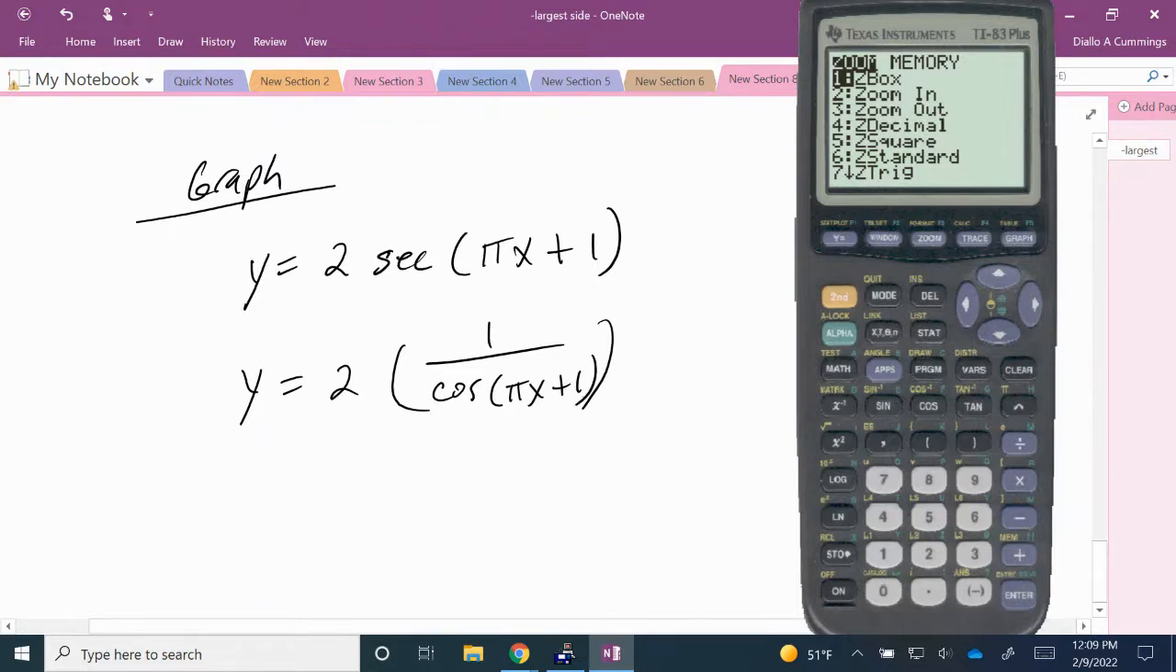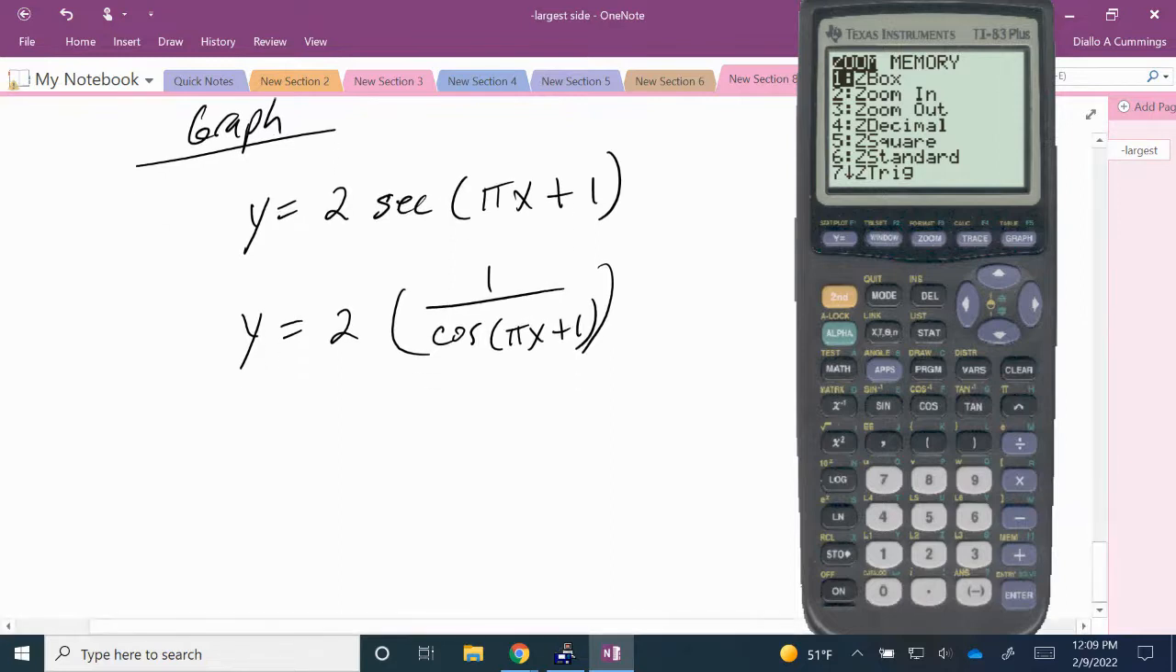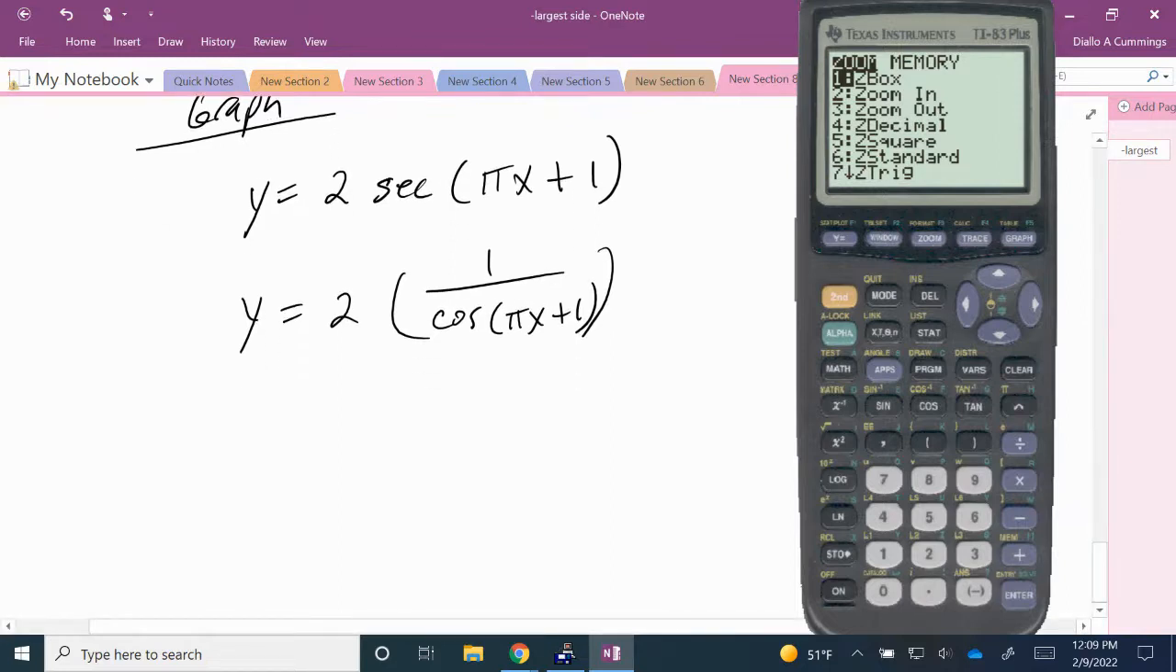Next, I'm going to combine everything to make one fraction. So I'm going to multiply 2 times the numerator. So we have 2 divided by the cosine of pi x plus 1. However, I'm going to include an extra set of parentheses about the denominator.